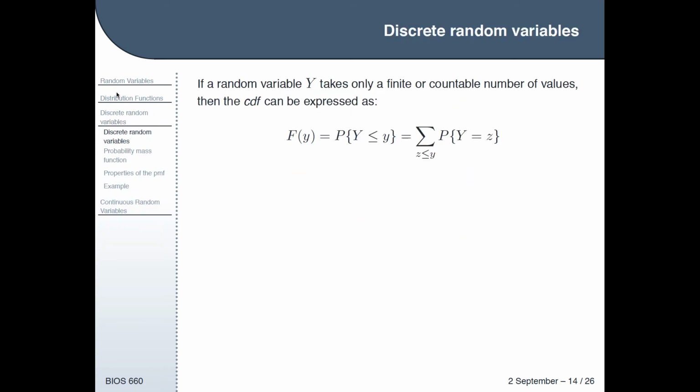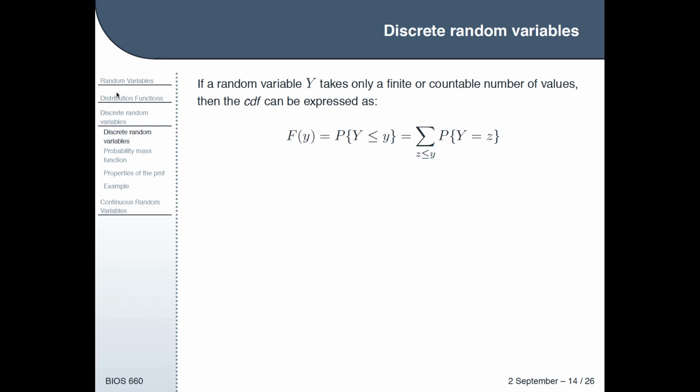So, discrete random variables. As I said before, if a random variable y takes on only a finite or countable number of values, then you can compute the cumulative distribution function just by summing over all the possible values that it can take on.